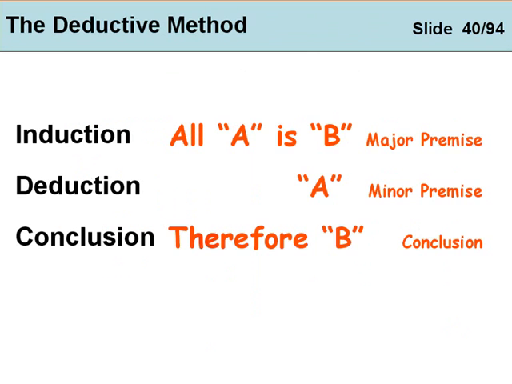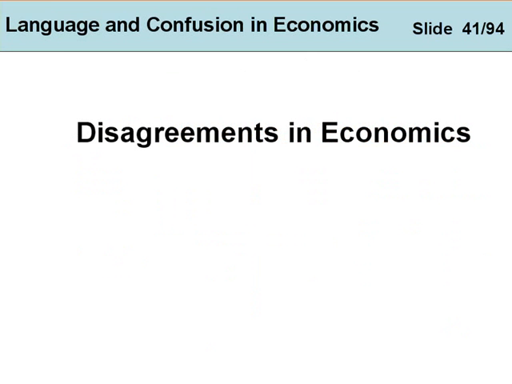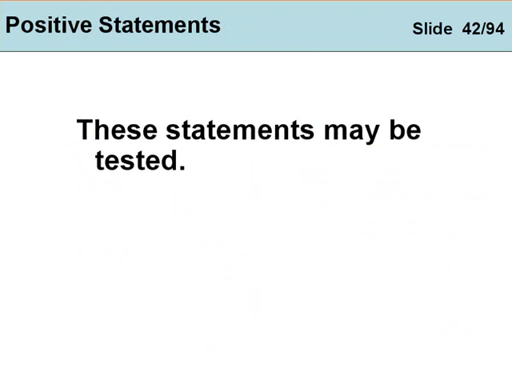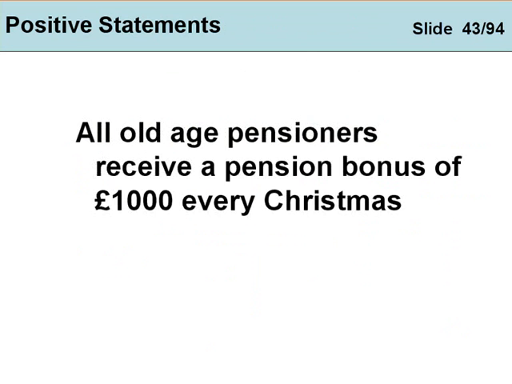In economics, however, there are disagreements. The disagreements are mostly caused by language and by, I suppose, confusion in thought. And really there are two types of statement we need to be careful about. The first type is what we call positive statements. These are testable statements. We can test it. I'll give you an example. All old age pensioners receive a pension bonus of £1,000 every Christmas. That's a positive statement. We can test it.